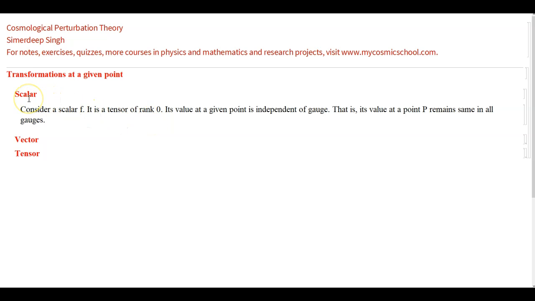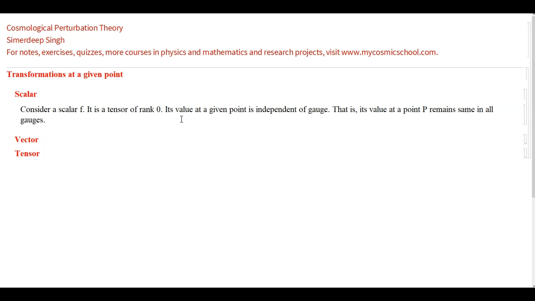For a scalar field F, and all this is basically a revision of what we have seen in the theory of general relativity. When we are going from one coordinate system to another coordinate system, that's what basically gauge is. A gauge is a coordinate system. We have seen in the theory of general relativity that the values of a scalar field do not change. The value of a scalar field remains the same in all coordinate systems at a given point, not at a given set of coordinates.